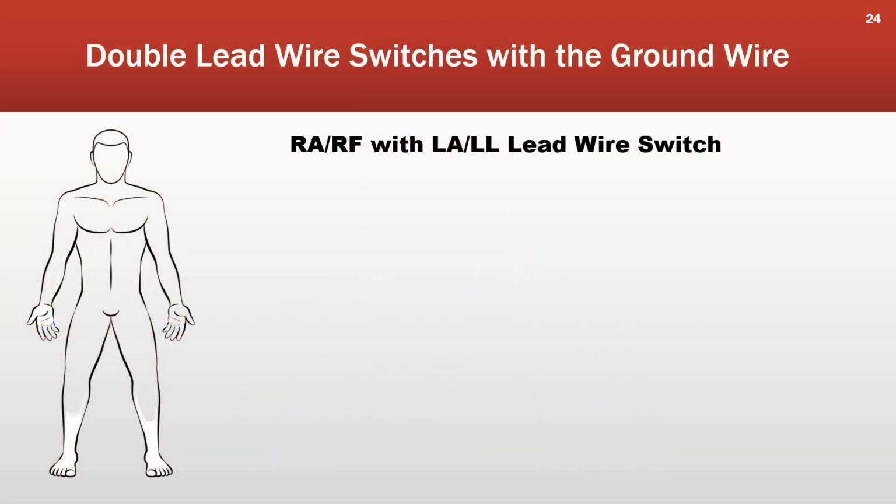Okay, we're going to talk about a double lead wire switch involving the ground wire. What we're trying to do is to get an isoelectric baseline in lead 1, and this is how it happens. First, we look at our electrodes. Now, a double lead wire switch is going to be the right arm changing with the right foot and the left arm changing with the left foot. So here we go.